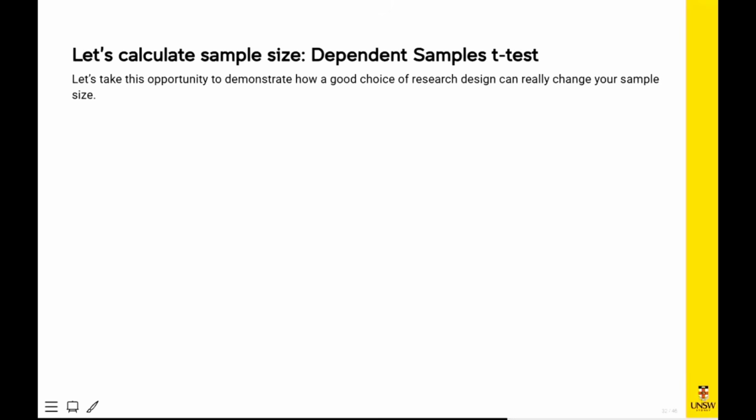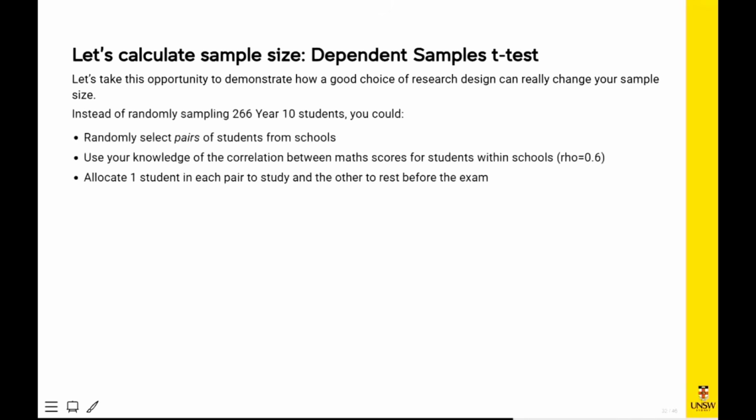And one of the things that I can do is think about my research design. See, I was going to randomly select 266 people, and then allocate 133 to one group, 133 to another. But maybe I can rethink that. And maybe that will change how many people I need to recruit.